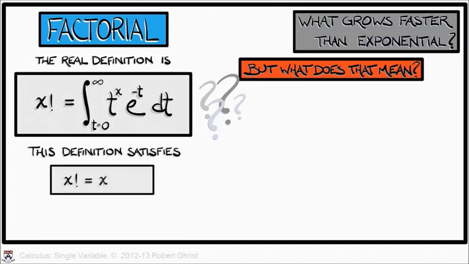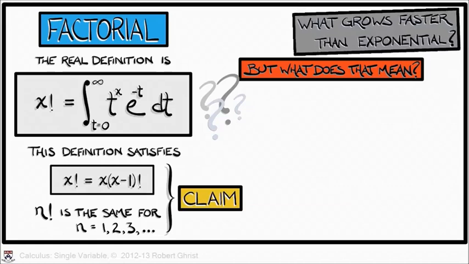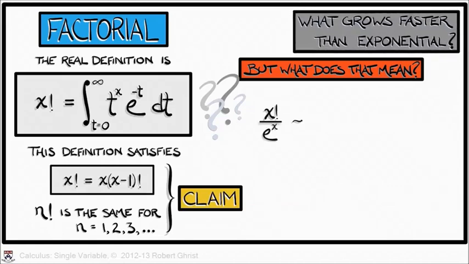But for the moment, one thing to know is that this definition satisfies the property that factorials have, namely that x factorial equals x times quantity x minus 1 factorial, at least for x positive. And also, n factorial, for an integer, agrees with this definition. Now, I'm not going to prove that now. We'll talk about that later in the course. What I want to argue is that this factorial growth beats exponential growth.